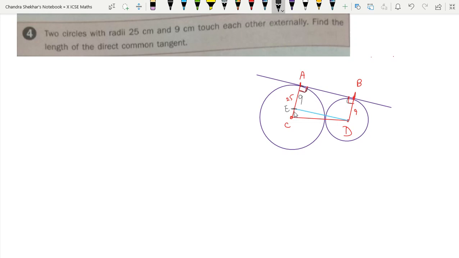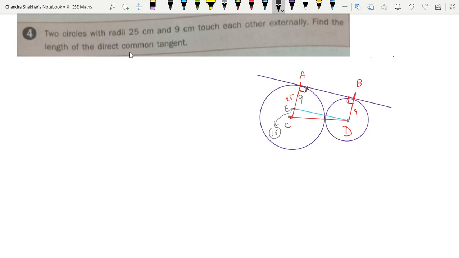From here to here is 9 centimeter. Total is 25, so this length is going to be how much? 25 minus 9 is how much? Sorry, 16. This length is 16 centimeter, and this is 16 centimeter.